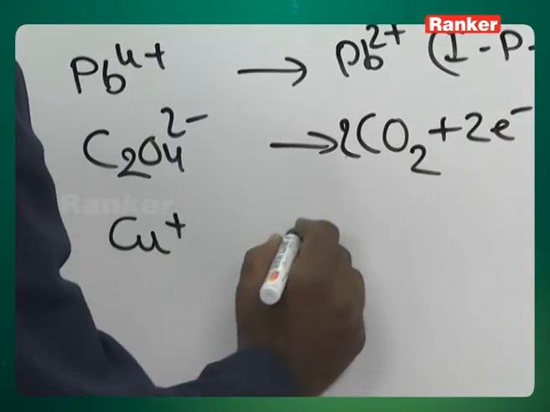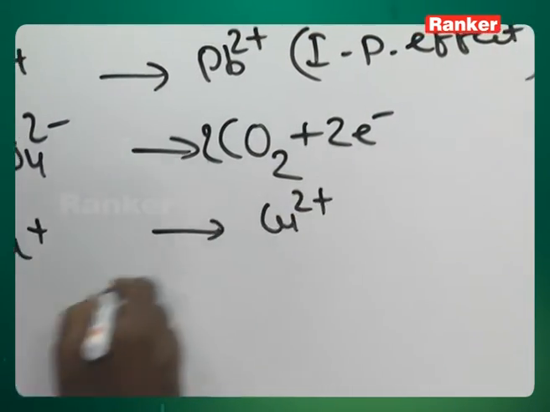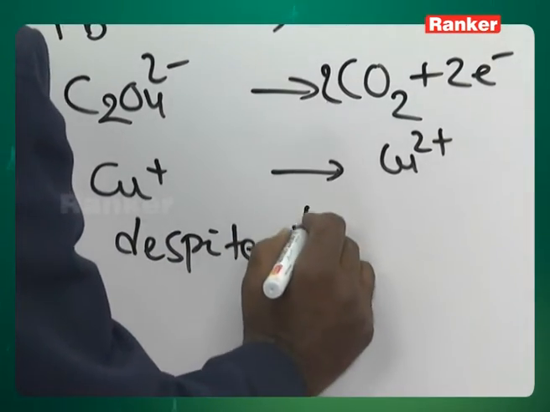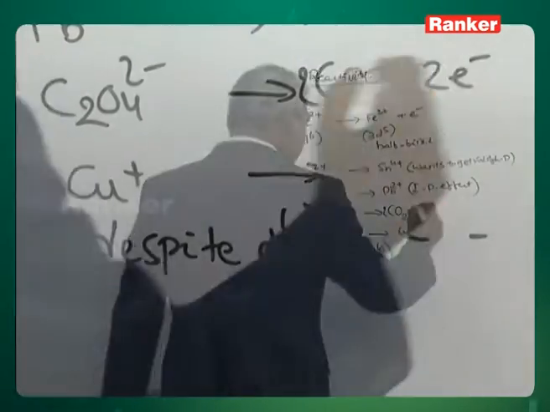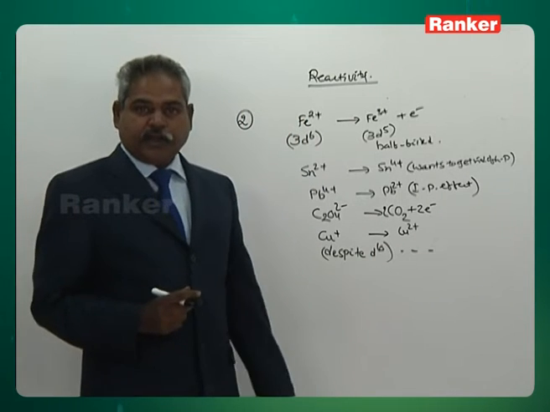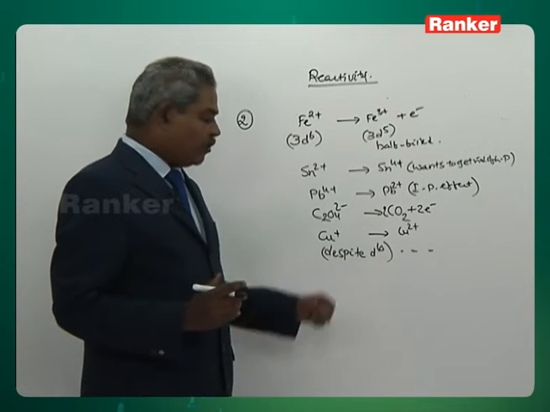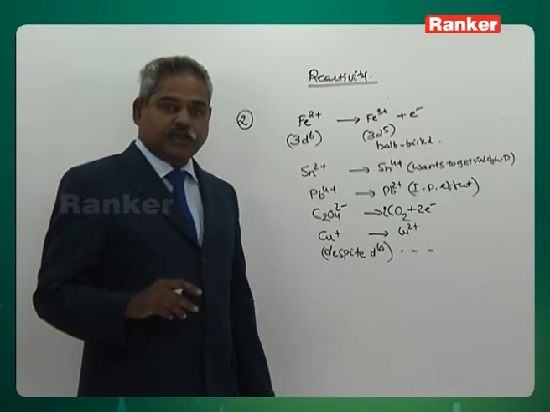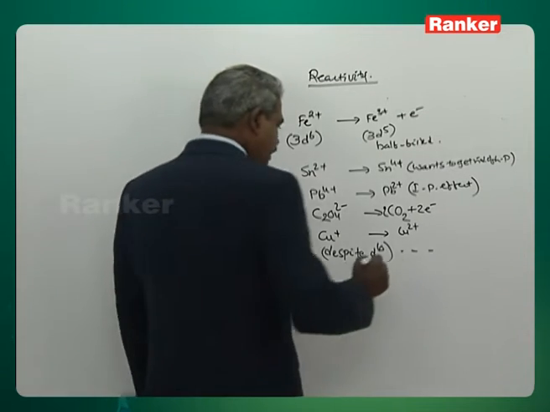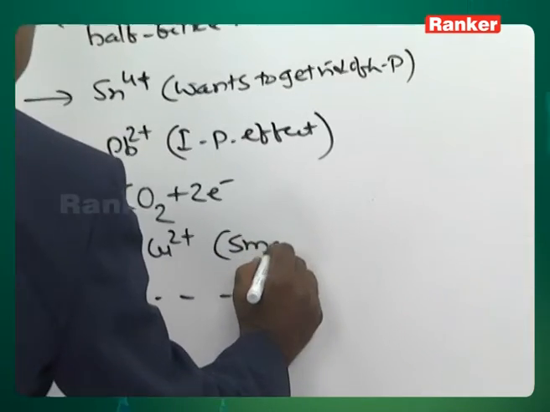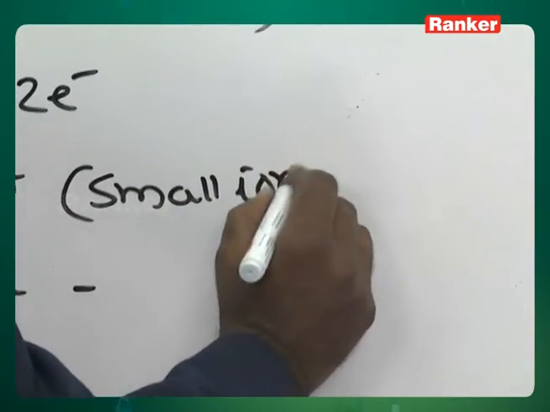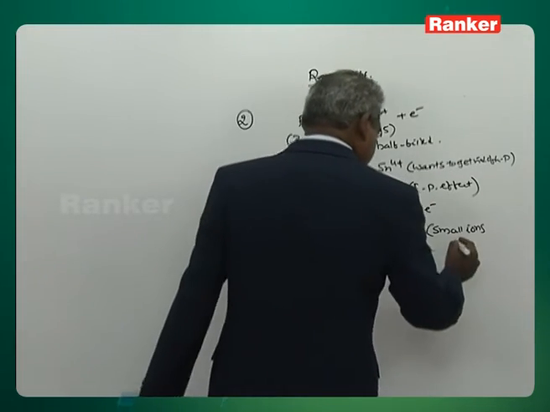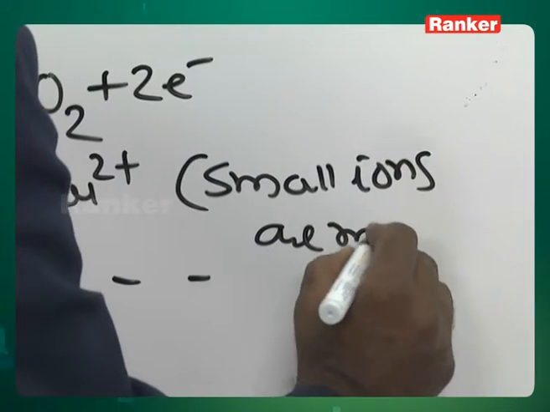Copper plus wants to become copper 2 plus. Despite D10, copper plus has a stable D10 configuration. Despite D10, it wants to become copper 2 plus. Isn't it surprising? A D10, a completely filled orbit, wants to become D9. Definitely it is surprising, but there are other reasons than just the electronic configuration. Here, small ions are more hydrated. Copper 2 is smaller than copper 1. This is smaller than this one, and this gets more hydration energy. Small ions are more hydrated.